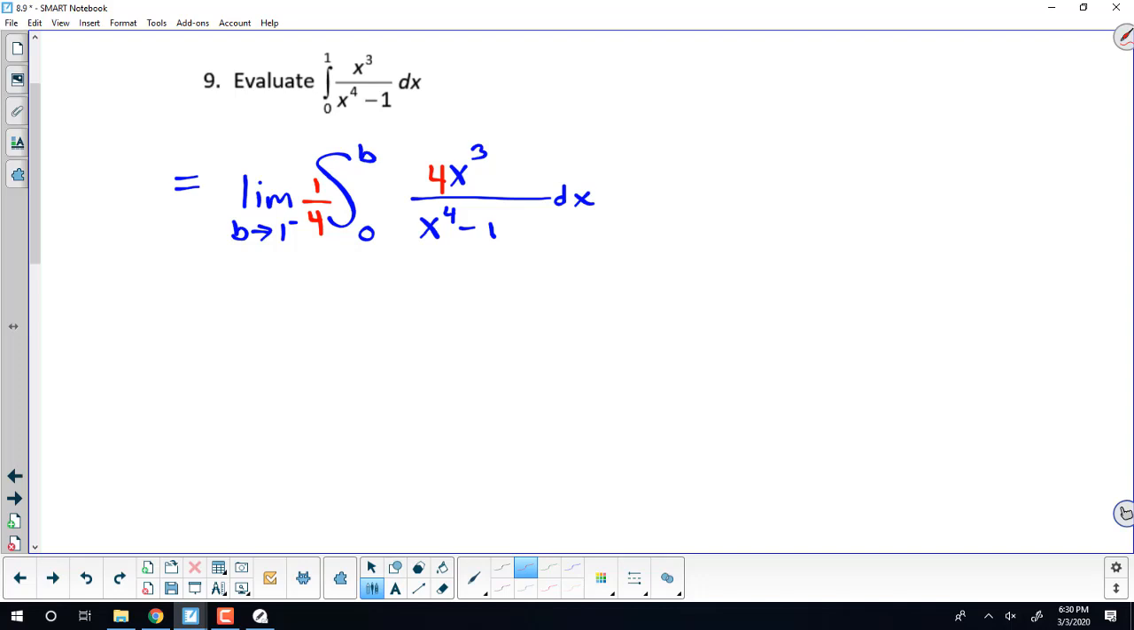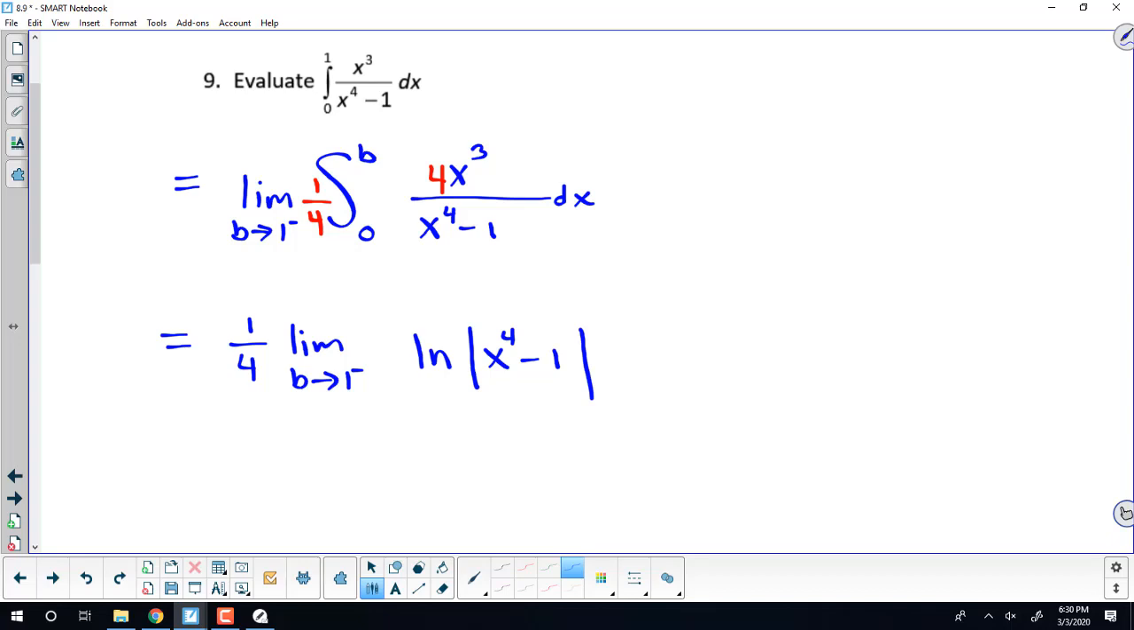And a log form is just like a shortcut for u substitution, basically. So we've got 1/4 limit as b approaches 1 from the left of natural log absolute value x to the 4th minus 1. So do we need the absolute value here, or can we get rid of them? Need them. If you're unsure, just leave it. There's never any harm with leaving it.